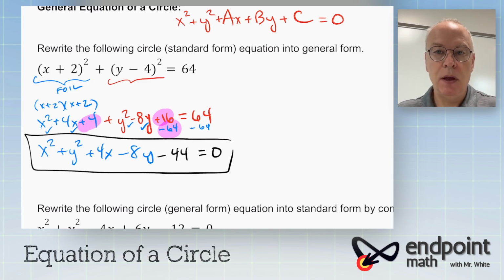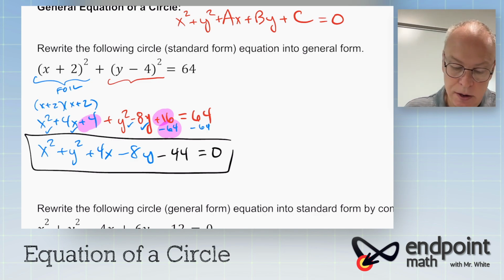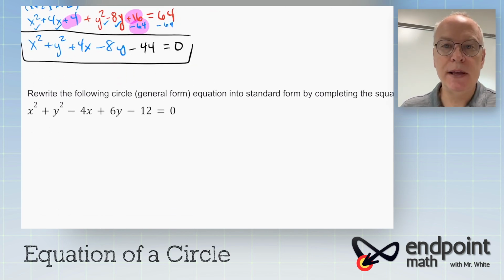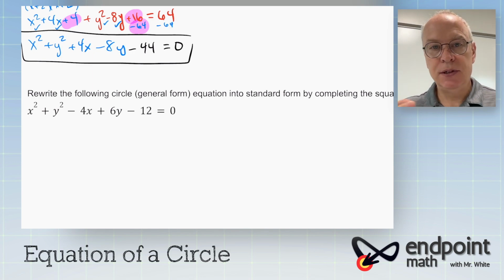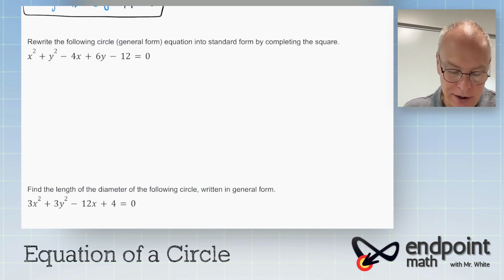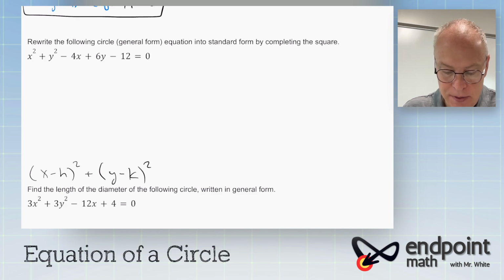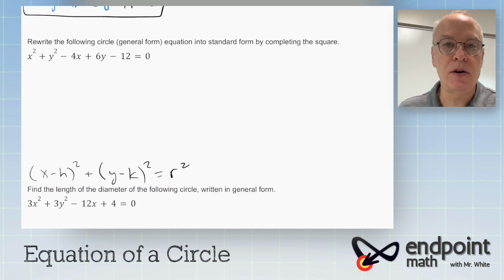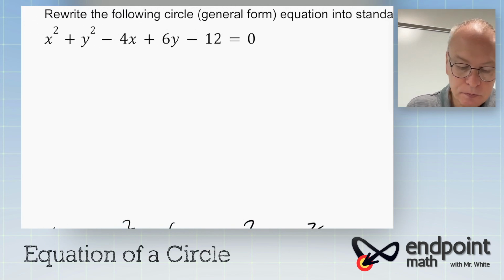direction? We have to remember how to factor or complete the square, in order to do that. So it says rewrite the following circle that's in general form, and we're going to rewrite it in standard form. So our goal here is, in the end, we're going to have x minus h, the quantity squared, plus y minus k, the quantity squared, equals r squared. That's our goal. Let's figure out how to do this.